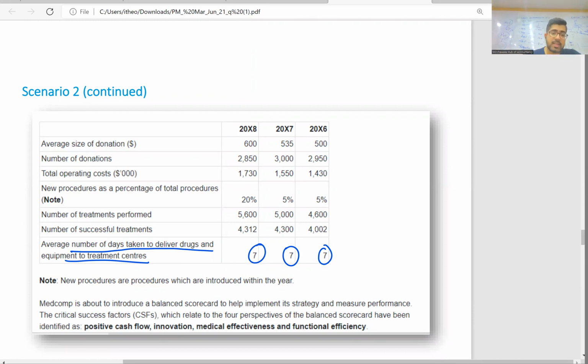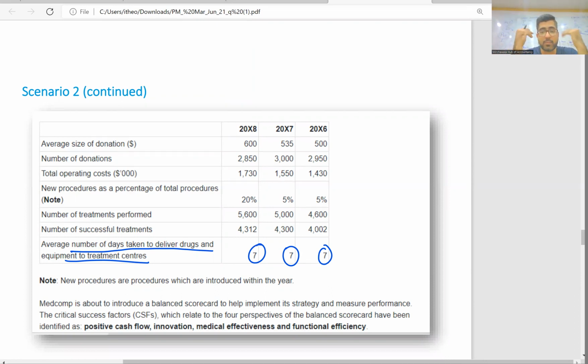Analysis: from 2006 to 2008, the number of days taken to deliver drugs and equipment remains the same, neither fallen, neither improved. That means the company has a very sound logistics and stable system which delivers drugs and receives drugs on time.